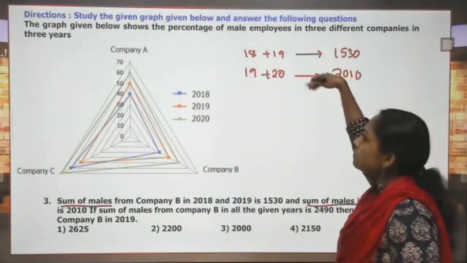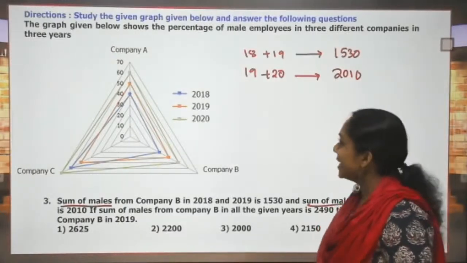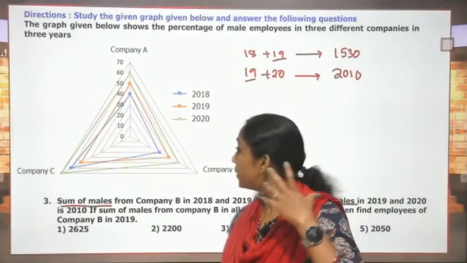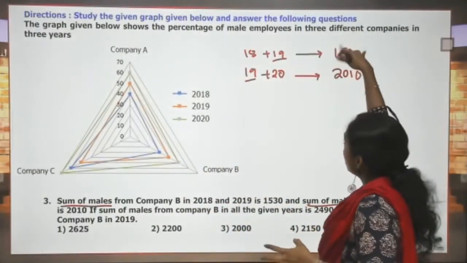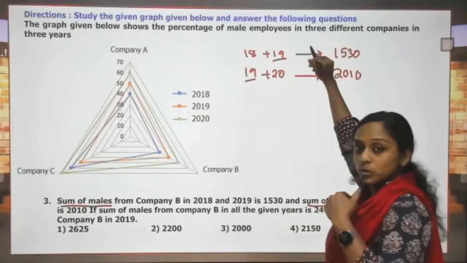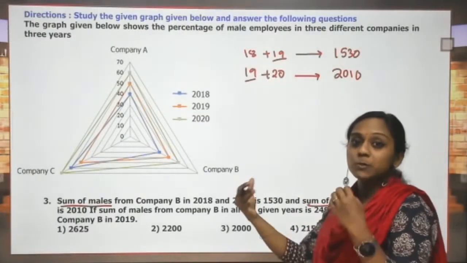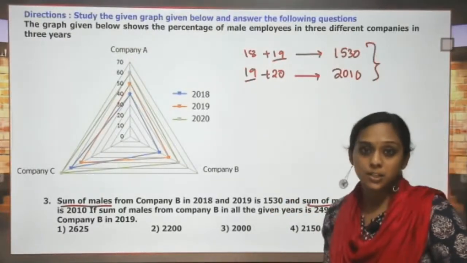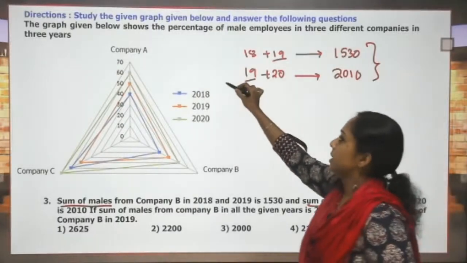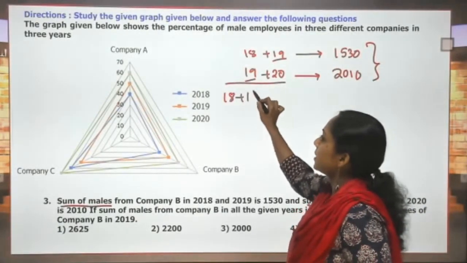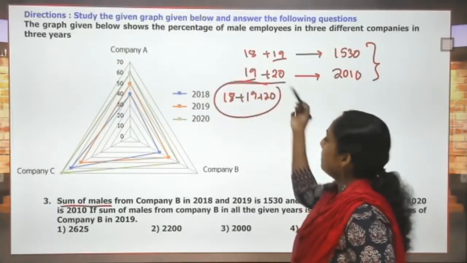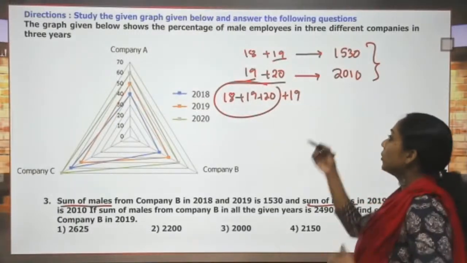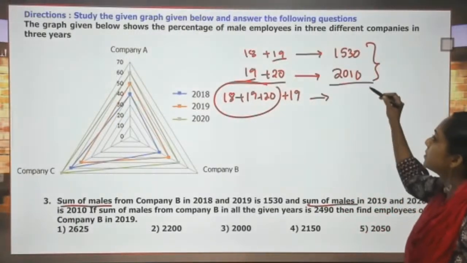So on observing these two given data, see what is common here? 2019. The sum of males is given, and when you take both these data into consideration, 2019's male value is common. So if I am adding these two, what is the value which you are getting? Total of 18 plus 19 plus 20, that is a total, plus apart from that one more 19 is there, because 2 times 19 is there. So I am going to find out this total. How much is this total?